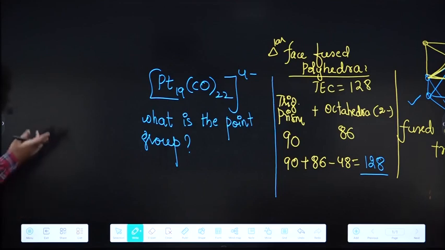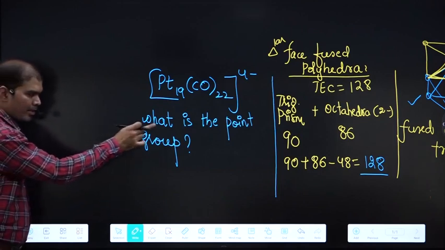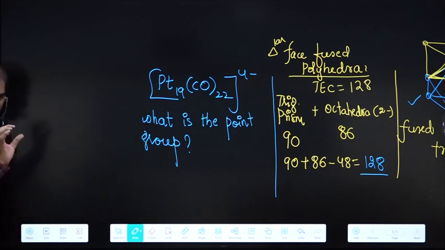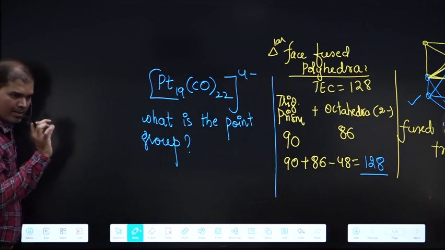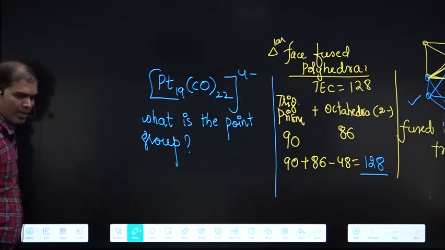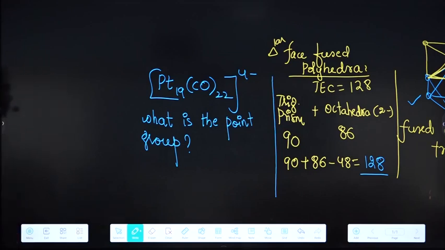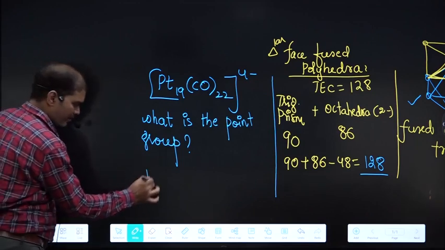So what is the theory we have understood? Get the total electron count for the individual polyhedra, add them, and from that subtract the characteristic number. The characteristic number is 48 because they are fusing with a triangular face. Next one, Pt19(CO)22 4-. What is its point group? Any predictions? It is a very, very high nuclear carbonyl cluster.